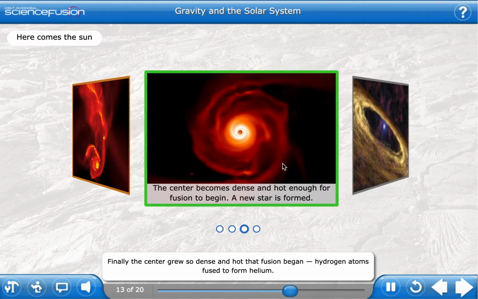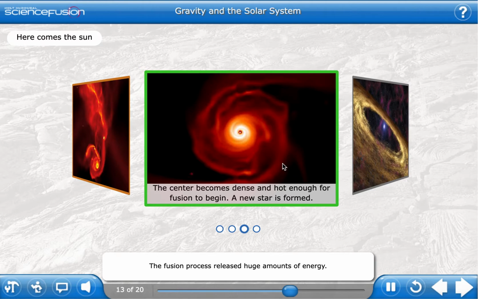Finally, the center grew so dense and hot that fusion began. Hydrogen atoms fused to form helium. The fusion process released huge amounts of energy. The new star was born.